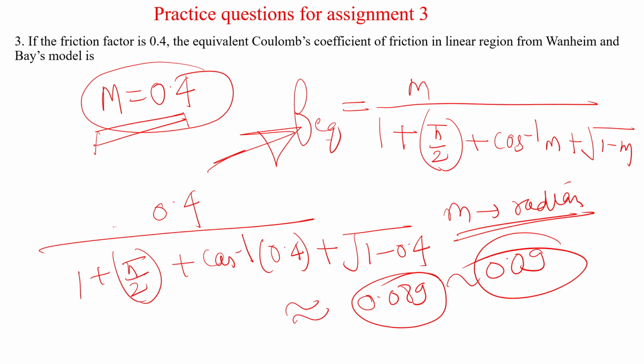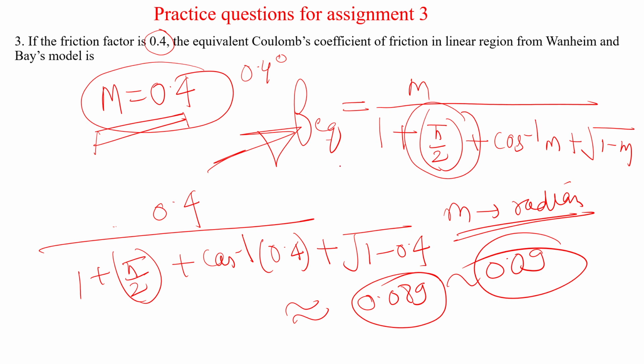So can I go to the next question now? Sir, how to identify whether it is given in degree or radian? Because first of all, it is just a number, right? Nothing is mentioned. If it were degree, then it might have been given as 0.4 degrees. That is the first thing. Second, also see this term pi by 2.